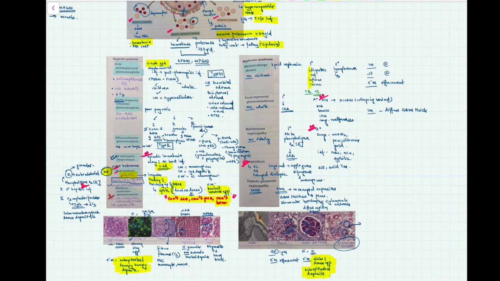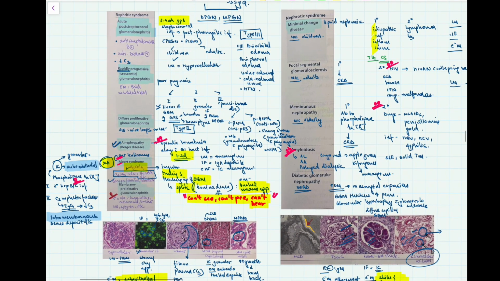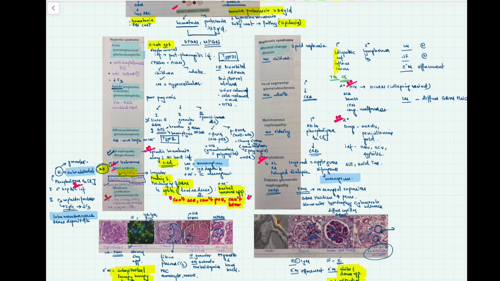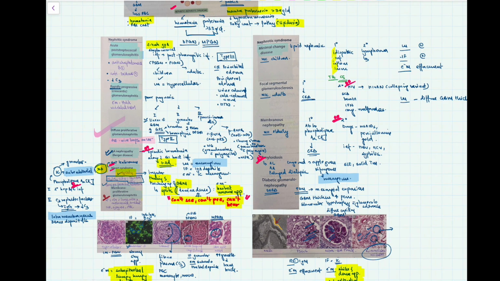Then MPGN type 1 shows subendothelial deposits, while MPGN type 2 will have intramembranous deposits, and therefore it is called dense deposit disease. Talking about IgA nephropathy, it has deposits in the mesangium. And amyloid is also deposited in the mesangium. For the remaining conditions, remember diffuse proliferative glomerulonephritis is SLE, that is wire loop lesions, while focal segmental glomerulosclerosis is associated with HIV, that is HIVAN, and it is a collapsing variant. Then special names are basket weave appearance seen in Alport syndrome and Kimmelstiel-Wilson lesions seen in diabetic nephropathy. There are very tiny small points, but you go through them once or twice and you'll remember them forever.